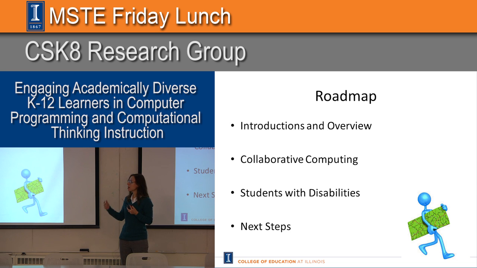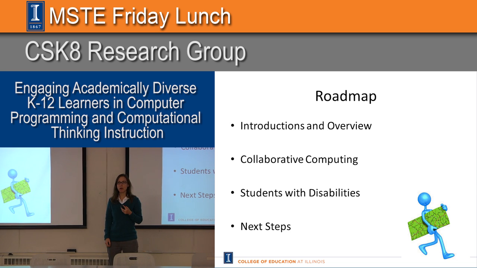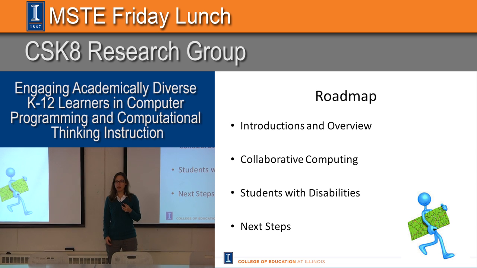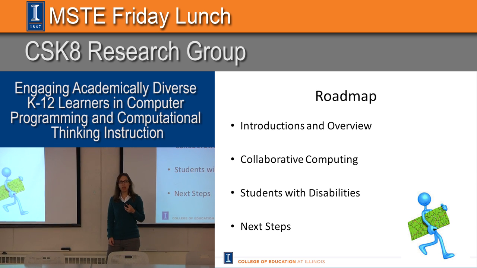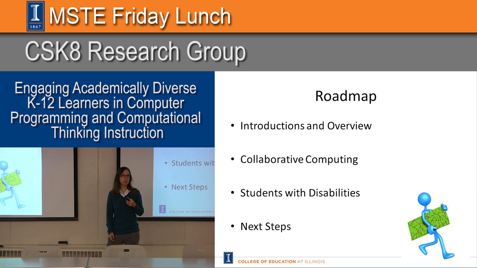We're going to talk about collaborative computing and how to support kids in working together on ill-defined problems related to computing and computational thinking. And then we have a line of research that very specifically looks at engagement and learning of kids who are typically disengaged, specifically because of disabilities that they're facing and the curriculum that may not be accessible to them, so the disabling curriculum. And then we're going to talk just very briefly about next steps.